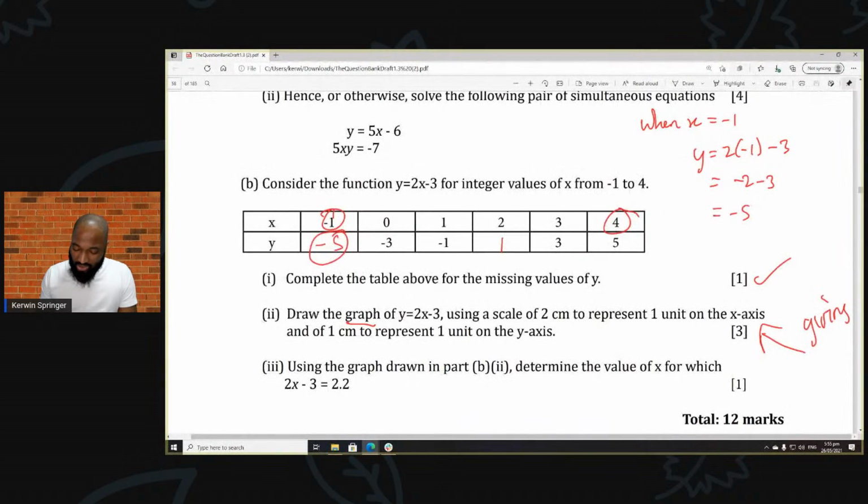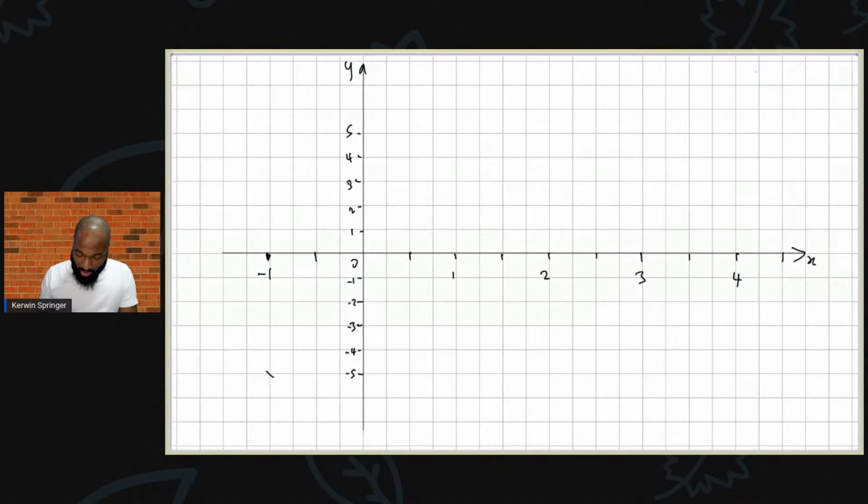So you really just need 2 points. (-1, -5) was 1 point, and then I think (4, 5) was the other point. Once I connect these 2 points nicely, like that, that's the line.